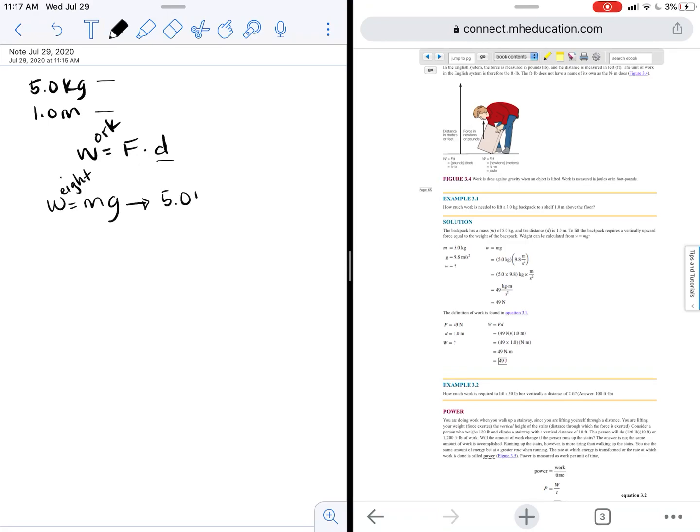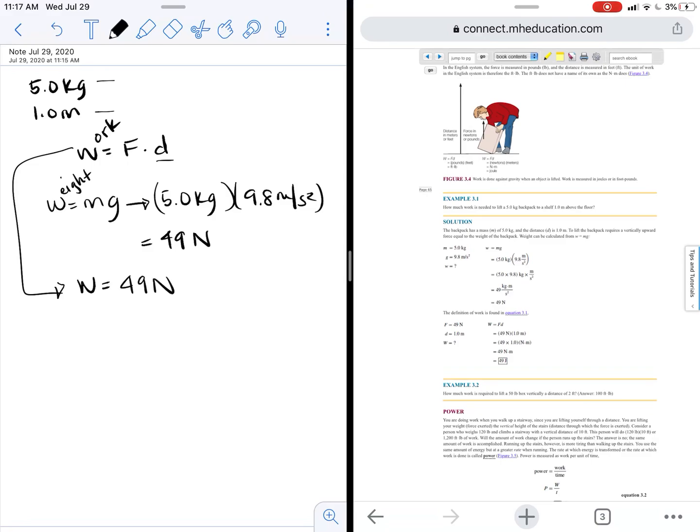Okay, so we just take our 5 kilograms times 9.8. So we're going to assume that we are on the Earth. And whenever you do that, you're going to get 49 newtons. Okay, so that gives me force. So now I can do this. So I have 49 newtons times 1 meter, which is 49 joules. Okay? A newton meter is the same thing as a joule. All right.